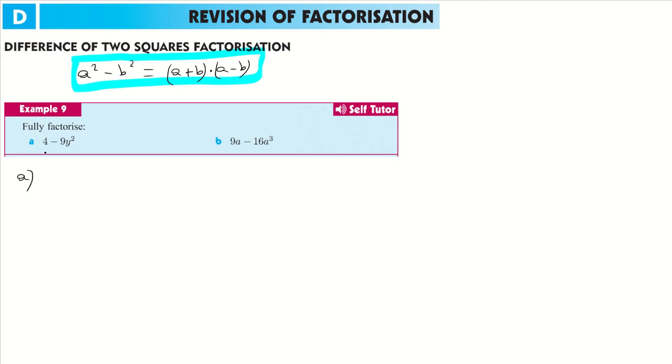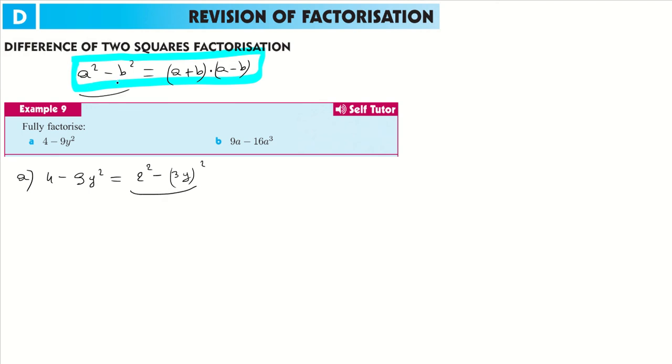We have to factorize it. 4 minus 9y squared. The 4 I can write down, maybe to make it easier, as 2 to the power of 2. And the 9y squared I can write down as 3y to the power of 2. And I can see very clearly that this one is in this form.